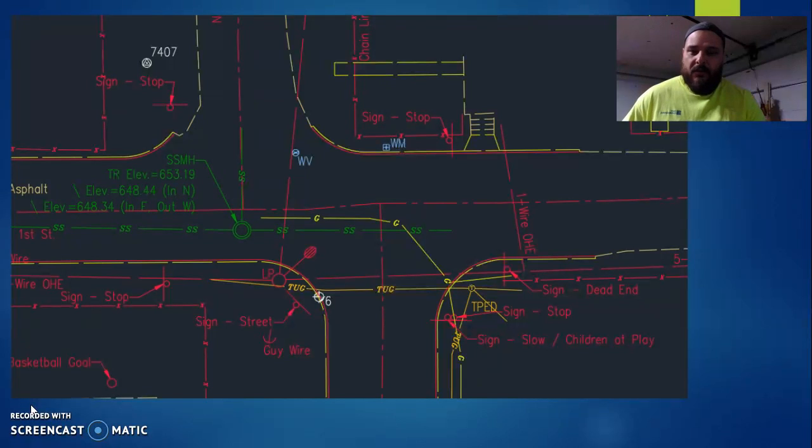The CAD drawing is looking like this at this stage. We've got everything labeled, such as basketball goals, overhead electric lines, sanitary sewer manhole elevations, and the flow line elevations of those, and the direction they're flowing. And there's also the sidewalks and the curbs and the gutters.